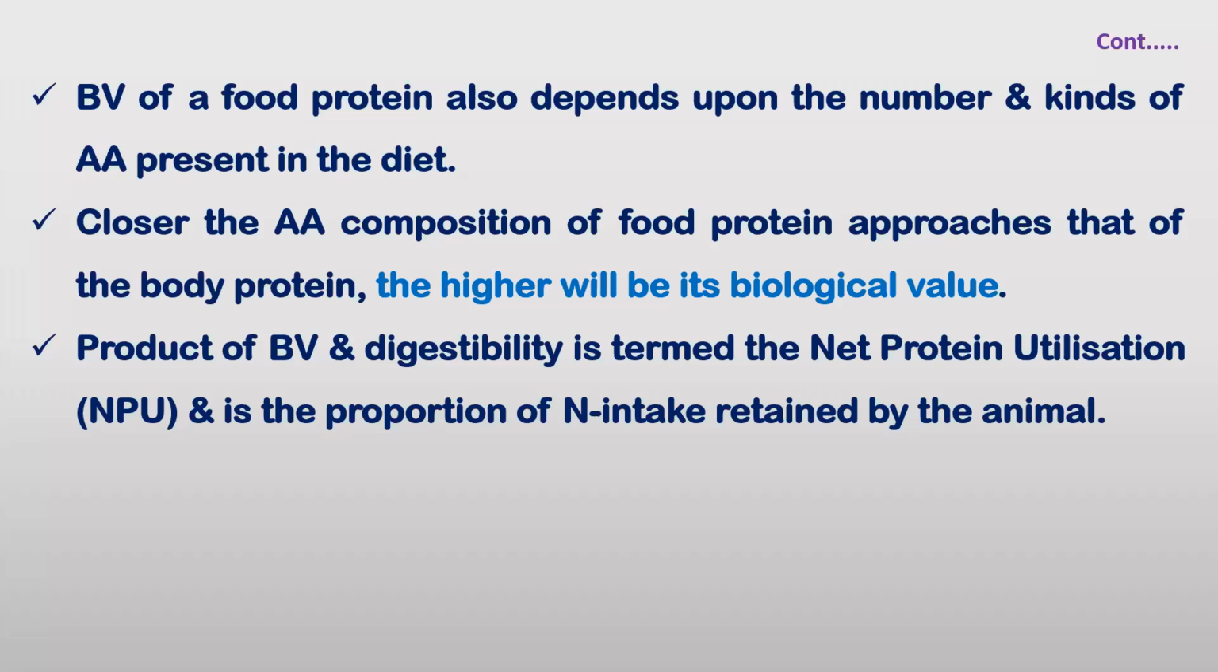You should remember some points: the biological value of any food protein depends on the availability and number of the amino acids, what kind of amino acids are present in the diet. So the availability and type of the amino acids affect the biological value. The closer the amino acid composition of the food protein approaches the body protein, the higher will be its biological value.